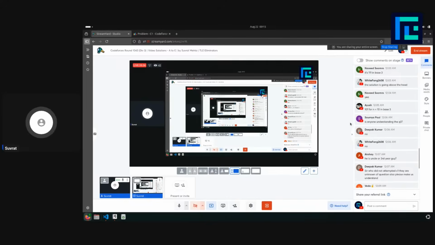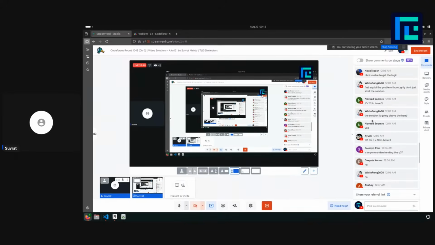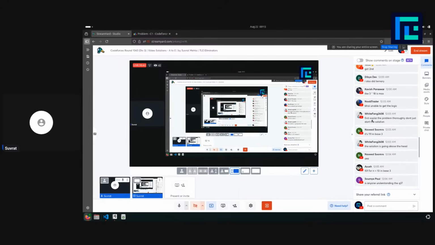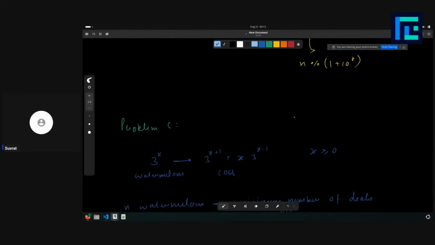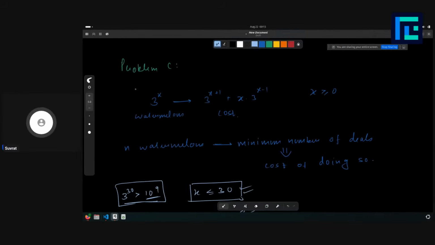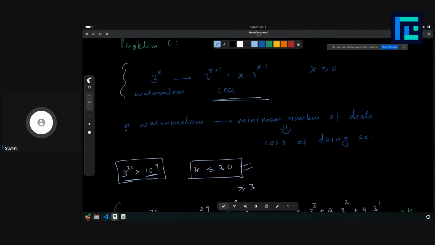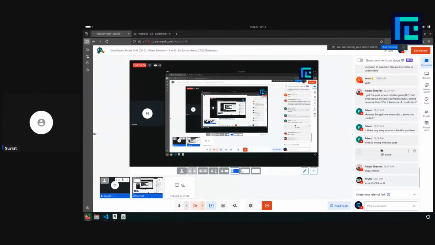Is anyone understanding the question through? Did I not explain the problem? The problem was basically you can do this deal. You can buy 3 to the power x watermelons for this cost, and in the question you need to buy n watermelons by using the minimum number of deals, and we need to find the cost of doing so. That was it for the question.